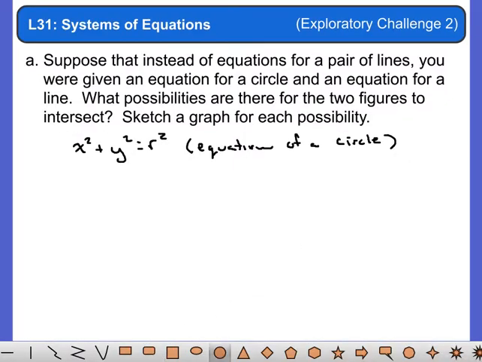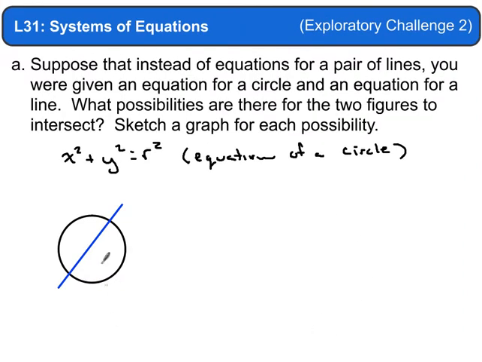So what they're asking us, if I have a circle, so we'll draw one. Let's say I put a circle right here. And then I had a line. What could possibly happen? Well, one thing that could happen is I could take that line and it could go right through that circle. And if it goes right through that circle, I'm going to have two intersection points. One here and one here.